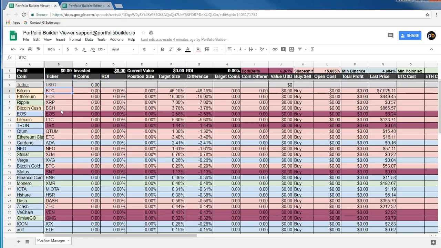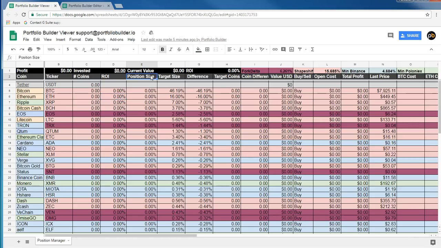Ticker is the coin name. I will point out that at some exchanges they call Bitcoin Cash BCC. So in some locations it's BCH, in some it's BCC. Number of coins: this is how many coins you own currently, not how many you've ever purchased, but how many you own right now. The return on investment is your total return on investment with all buying and selling related to that coin. So it's not your open return on investment, but rather your overall total return on investment.